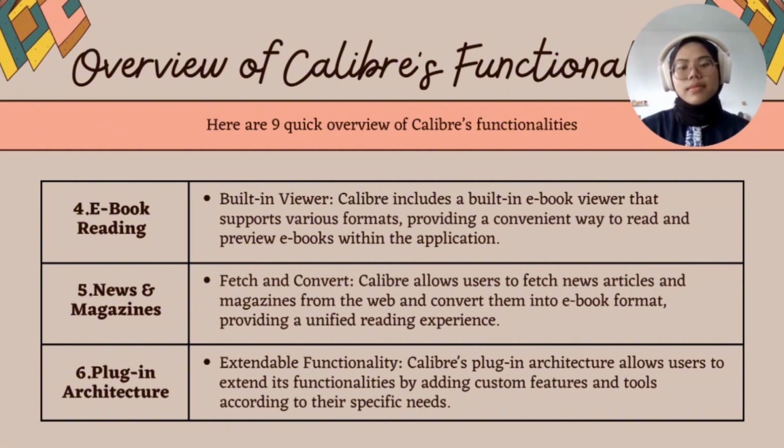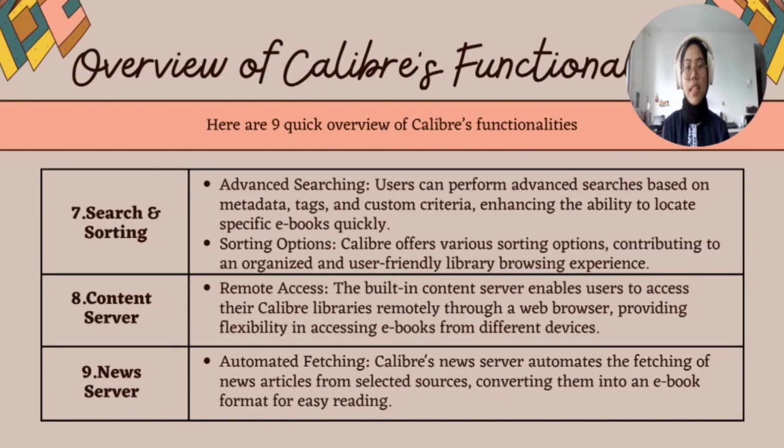Number 7, search and sorting. Advanced searching. By this, users can perform advanced searches based on metadata, tags, and custom criteria. This will enhance the ability to locate specific ebooks quickly. Sorting options. Calibre will offer various sorting options contributing to an organized and user-friendly library browsing experience.